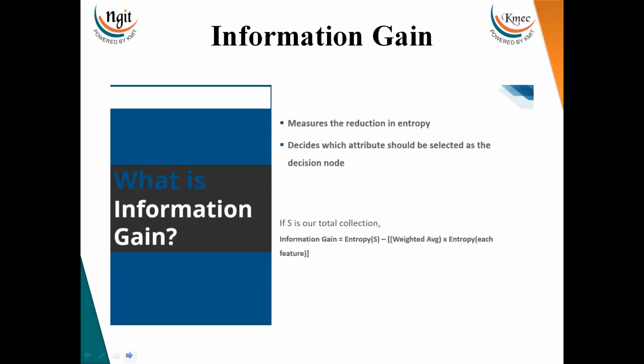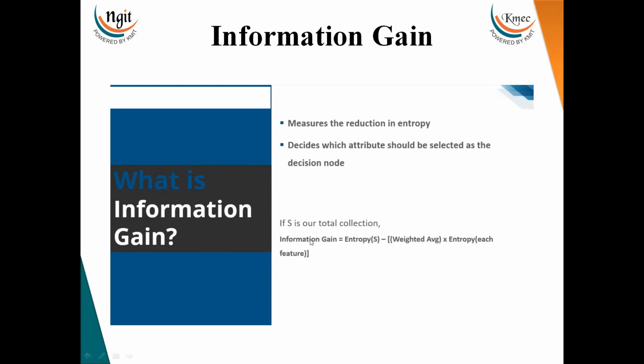Now I'm talking about information gain. Information gain is a measure of the reduction in entropy, or we can say it decides which attribute should be selected as the decision node. The higher the information gain, that node will become the root node. Whenever I have more information gain because of a particular attribute, that attribute will become the root node for my tree. To calculate the information gain, we have a formula: information gain equals entropy of the whole class minus the weighted average multiplied by the entropy of each feature.